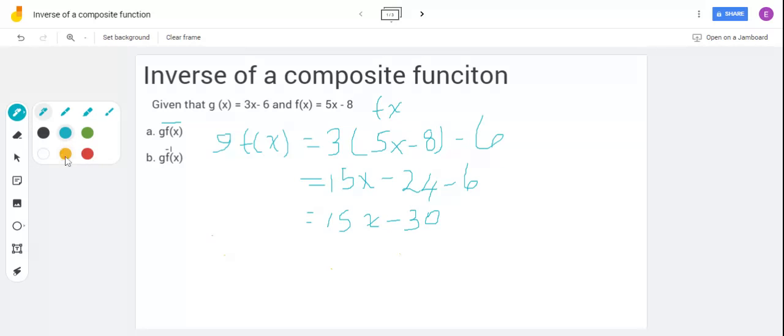So remember, when we're doing the inverse, we are going to move everything with respect to x. So what is the 15 doing with respect to x? The x is not going to move. This 15 is being multiplied, so we're going to do the opposite of multiplication, which is division. And this 30 is being subtracted, so we're going to do the opposite of subtraction, which is addition. So the inverse of this function here is x plus 30 divided by 15.